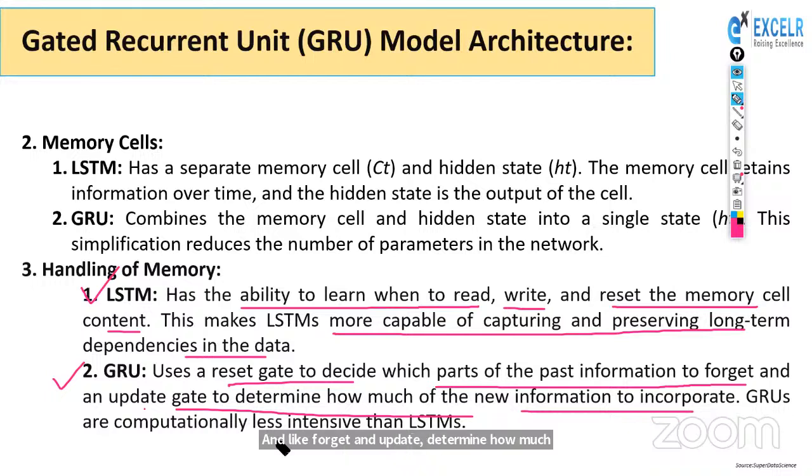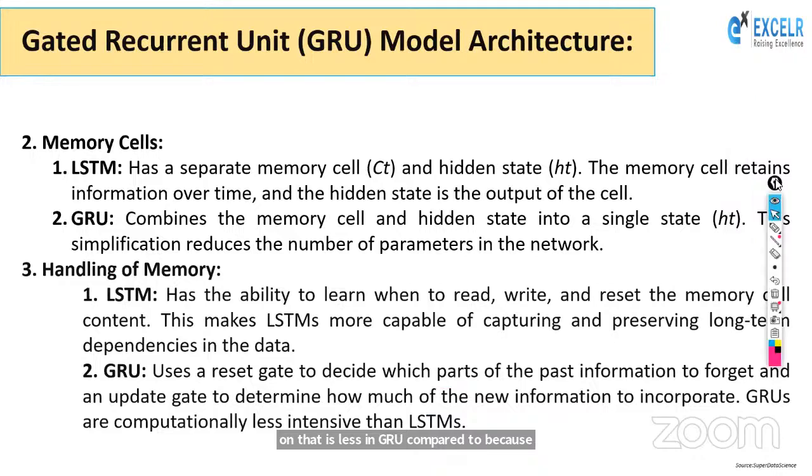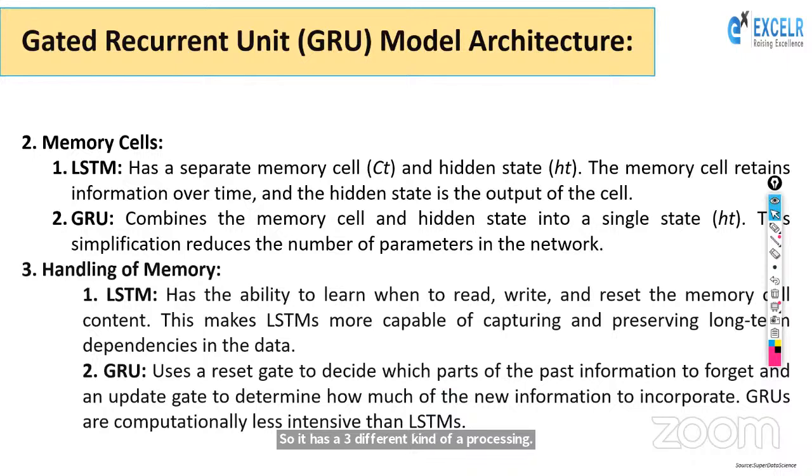So GRUs are computationally less intensive than LSTM because they use only two gates. So the number of computations, or the internal processing going on, is less in GRU compared to LSTM, because in LSTM we have three gates, so it has three different kinds of processing, right? So this is what we have in LSTM and GRU architecture. Both are gated architectures, right? But as I told you, most of the time we go with the LSTM model. I've rarely seen an application utilizing the gated recurrent architecture, right?